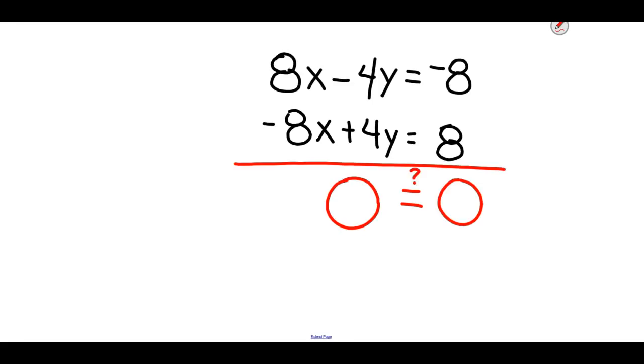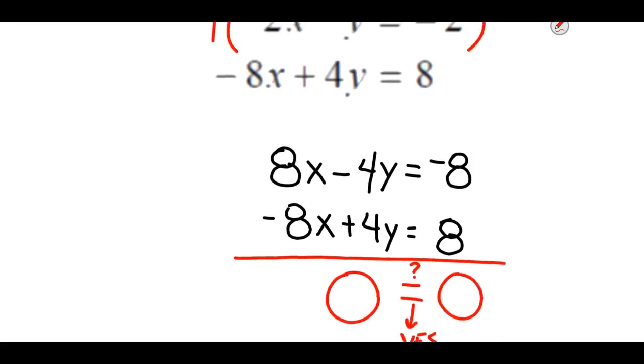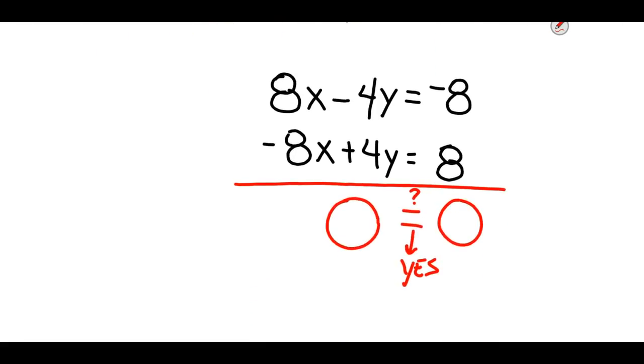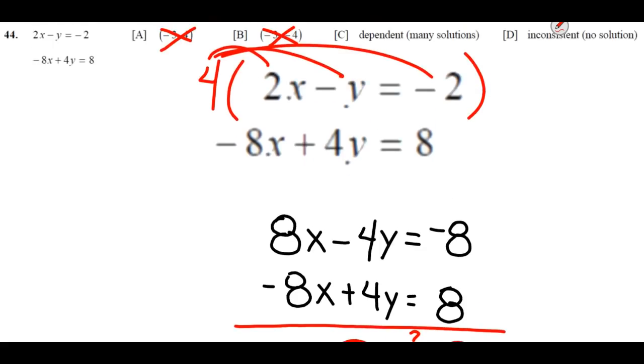The question now is, does 0 equal 0? The answer is yes. Well, what does that mean for my answer? If you look up at your answers, 2 of them have points. I didn't get a point, so I know B and A are out. I have many solutions, and I have what's called inconsistent, which is no solution. If I look at what I have, something that equals each other once I lose everything, that is a many-solution system, meaning the equation's the same, it would be the same line.